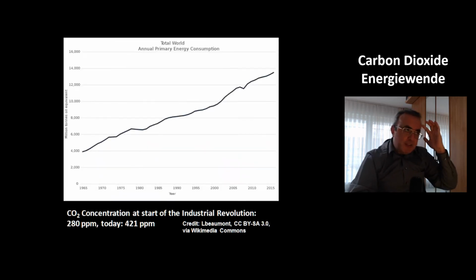This is a picture of the total world annual primary energy consumption. It shows the progress of all nations. But it's also a problem because most of this energy generation comes from fossil fuels. And that's why the CO2 concentration in air has gone up from 280 parts per million at the beginning of the Industrial Revolution to 421 parts per million, where it's now. So this means one of 3 CO2 molecules comes from human activities.